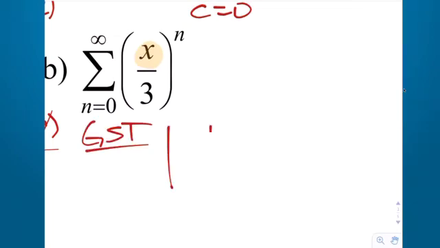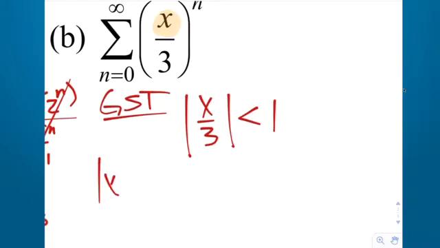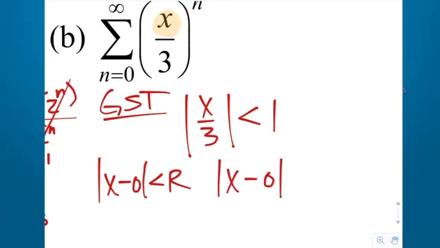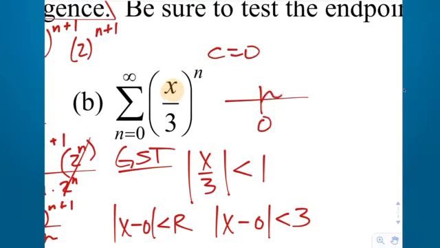When the absolute value of the ratio, which is the base, which in this case is x over 3, is what? Less than 1. It kind of has the same thing as the ratio test. Well, in this case, our goal is to get it as x minus 0 less than the radius. So if I multiply both sides by 3, I get the absolute value of x, which is really x minus 0, is less than 3. Guess what the radius of convergence is? 3. So this thing would converge if the center is at 0, plus 3, minus 3.